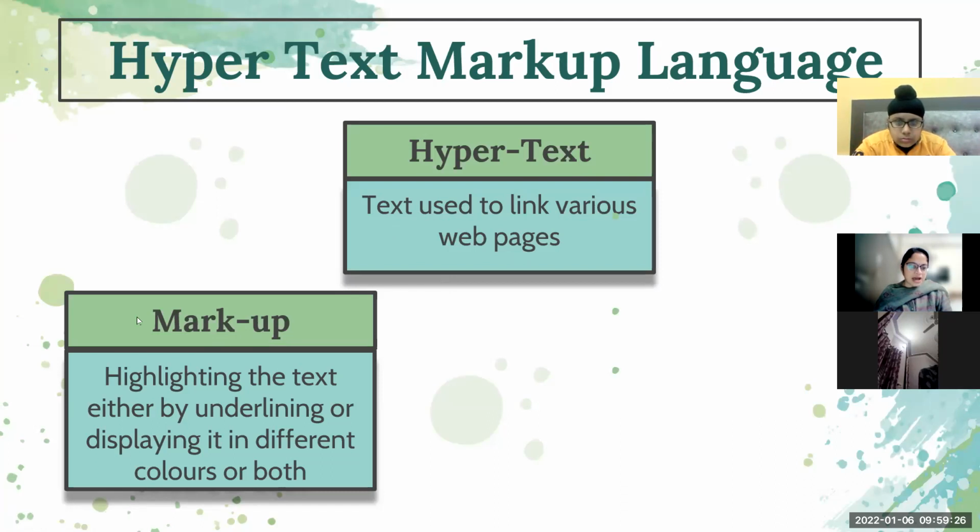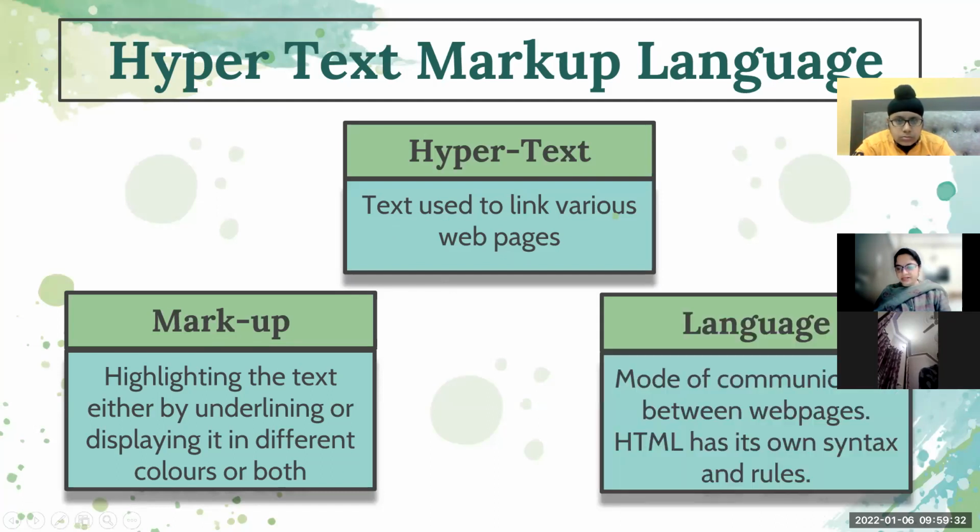Markup means highlighting the text either by underlining or displaying it in different colors or both. That means we can format the text, display the text in various kinds of colors or styles. That is called markup. We mark up the words, highlight the various words using different colors. Language, that is the mode of communication between web pages.